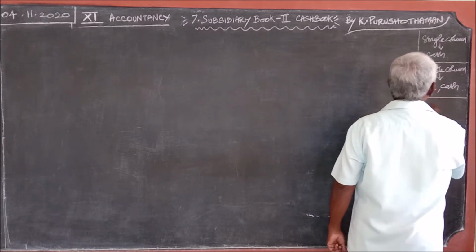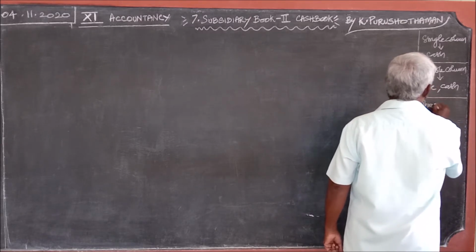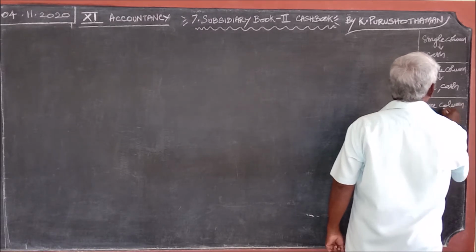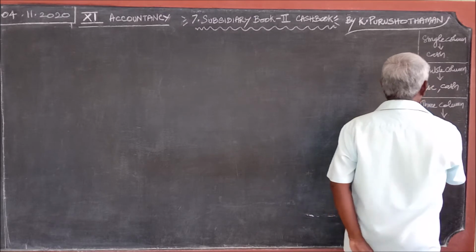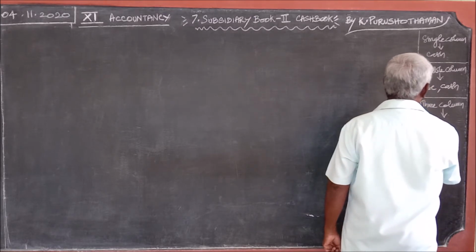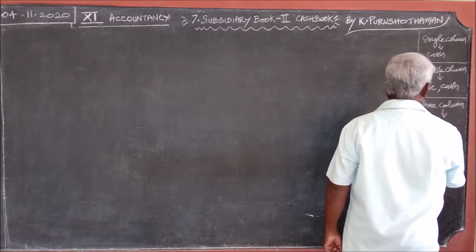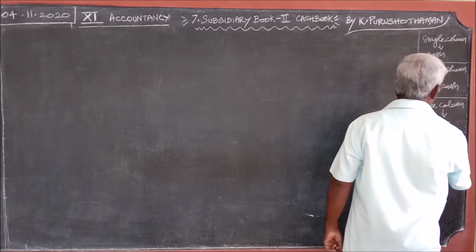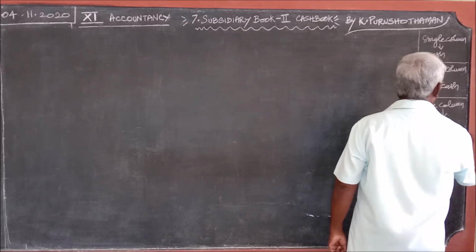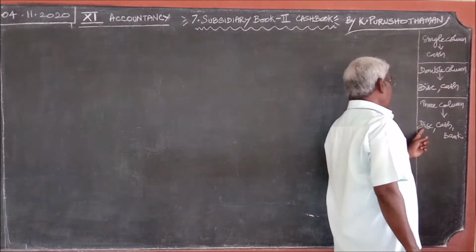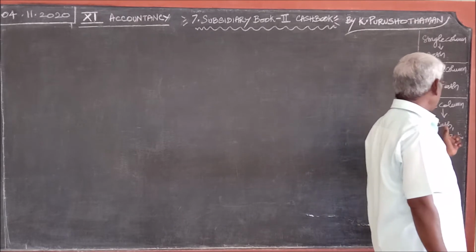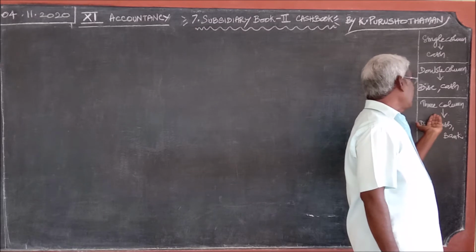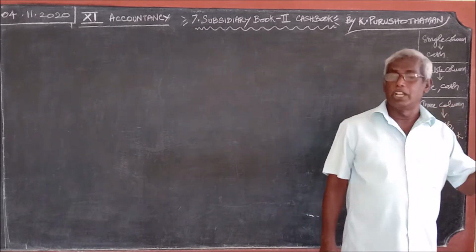Today we are going to see three column cash book. Three column or triple column. Under this, there are three columns. One, discount. Then second one, cash. Third one, bank. Since there are three columns, one for discount, other one for cash, other one for bank, we call it a three column cash book or a triple column cash book.